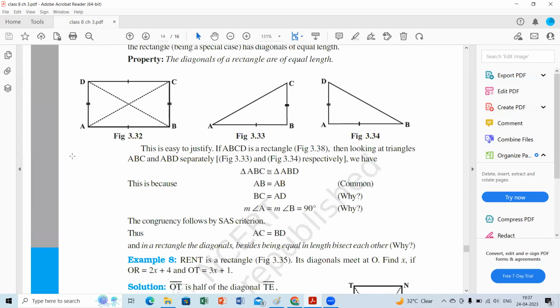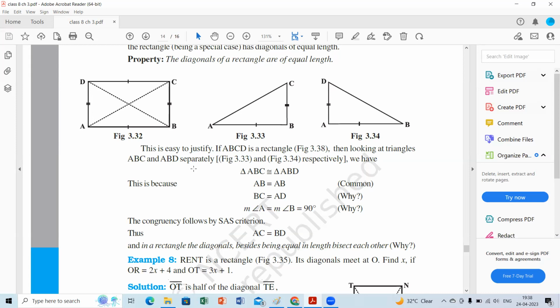Now you can see here two congruent triangles. Diagonals are equal in length in a rectangle. Because both lengths AC and BD are the same, ABC is congruent to ABD. Why? Because AB is the common side for both the triangles. Yes or no? AB is the common side.